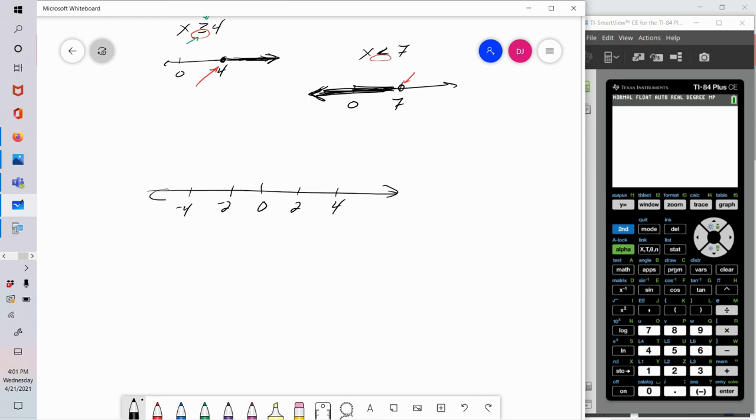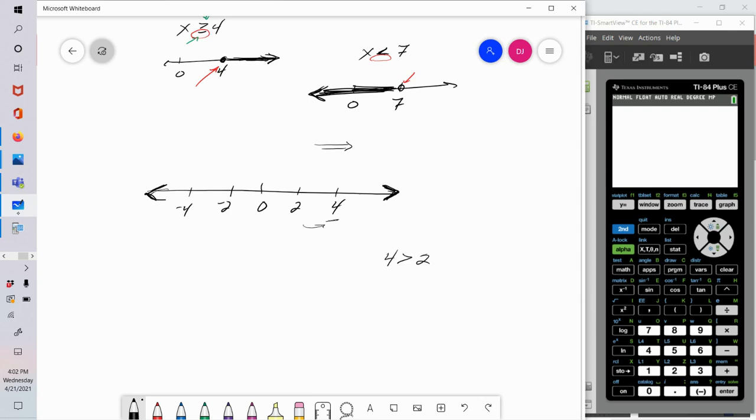What it means for numbers to be greater, again, the greater sign is here. What it means for a number to be greater is that it's farther to the right. What it means for a number to be less than is that it's farther to the left. So it's true that 4 is greater than 2 because the 4 is to the right of the 2.